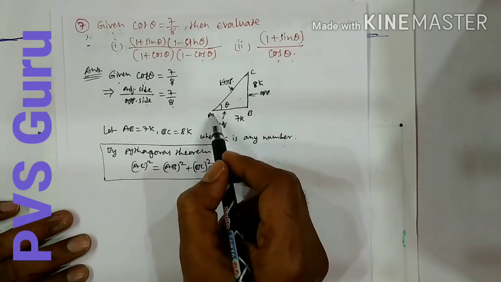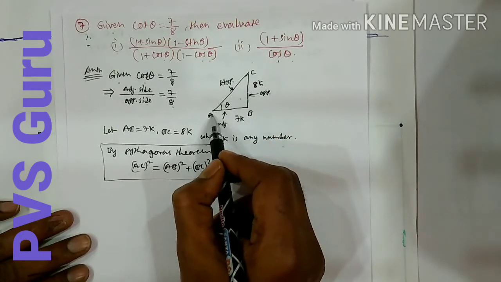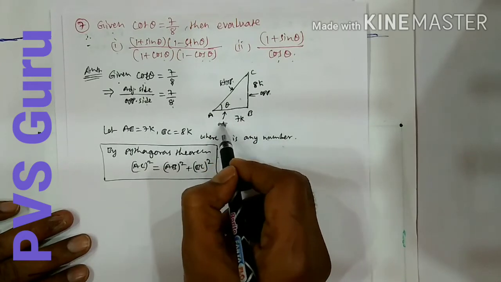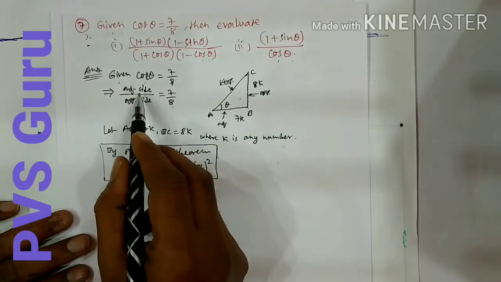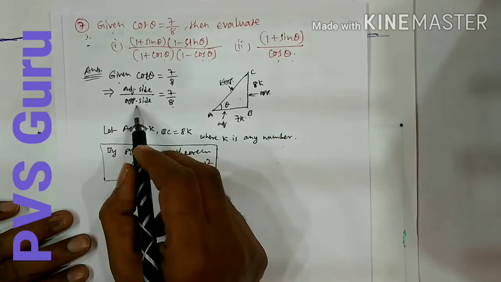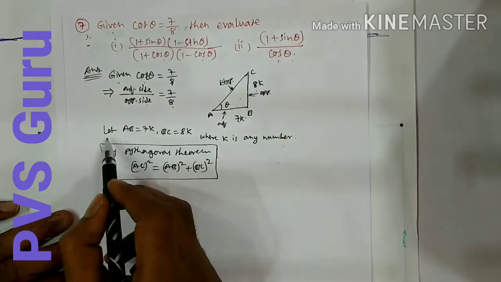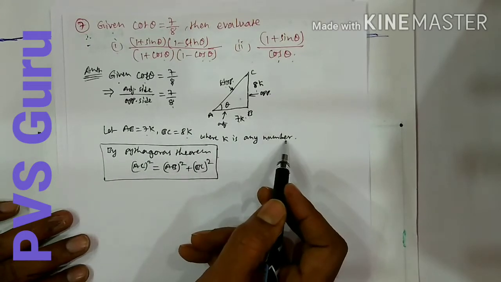Now you draw one triangle ABC. In this, the angle is theta, you take it as A. So here AB is the adjacent side, BC is the opposite side, AC is the hypotenuse. The adjacent side is 7, so you take AB as 7K. The opposite side is 8, BC you take as 8K. So let AB be equal to 7K, BC be equal to 8K, where K is any number.